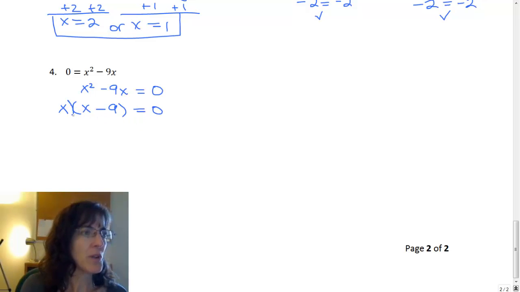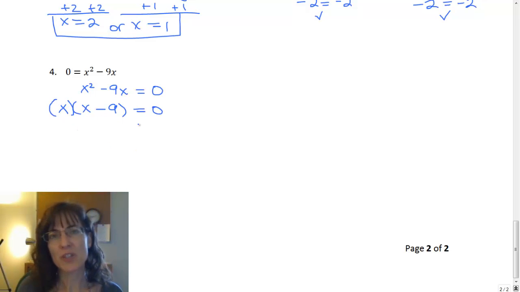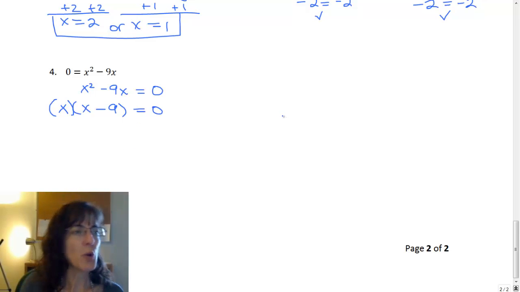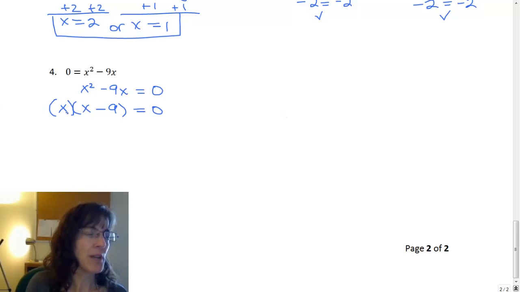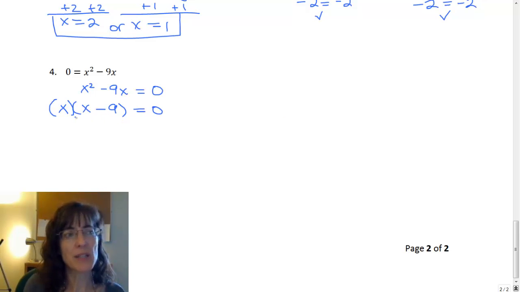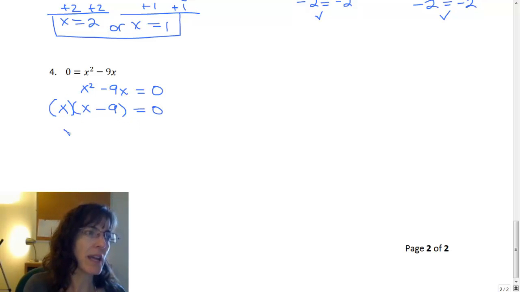So this one we can think of as a factor. It's just a monomial, a single term, and then I'm multiplying by a binomial or 2 terms. So I do have 1 term times 2 terms. It doesn't matter. I still have like an A times a B, some quantity that I'm multiplying to get 0 still tells me x has to be 0 or x minus 9 has to be 0.